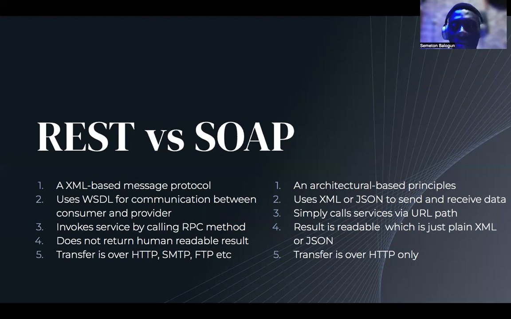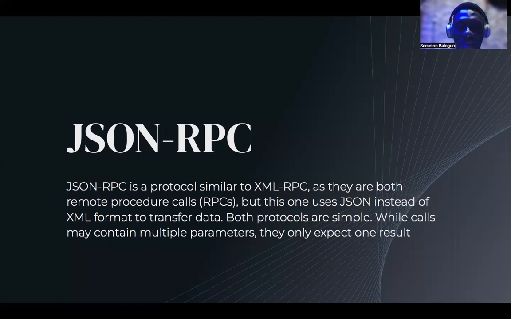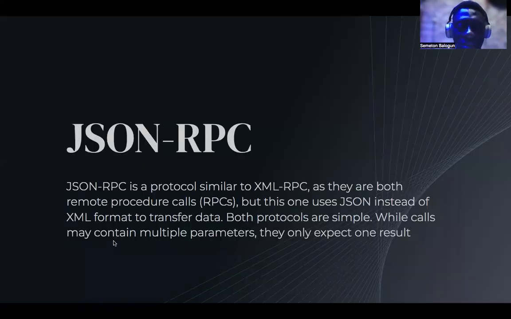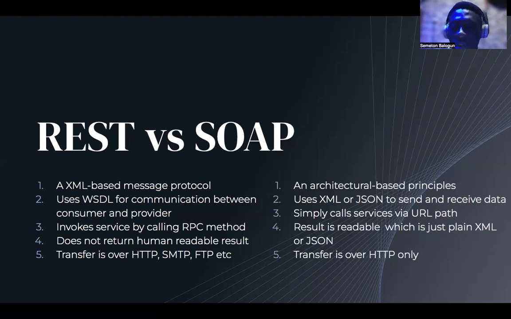One thing about SOAP is that the result is not human readable, but very importantly, for a REST API, like the one I showed before, you can literally read the result. You can see ID is 1, name is this, price is this. So for REST, the results are human readable. For SOAP, the transfer of data is over SMTP, FTP, in addition to HTTP. But for REST, it's only HTTP. I have to use the action method.